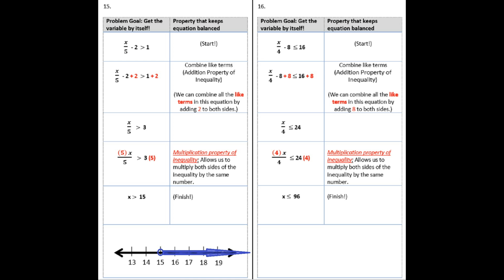And again, we multiply both sides by 4. The 4's cancel out on the left. 24 times 4 is 96. So our graph is going to say x is less than or equal to 96. Closed dot on 96, shade all the way over to the left. And that's pretty much it.